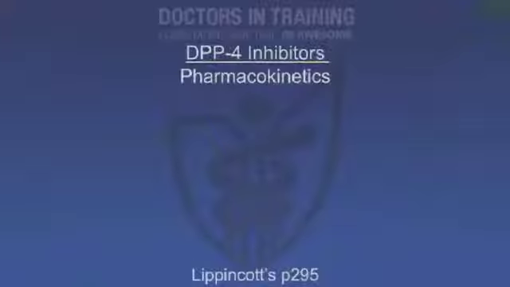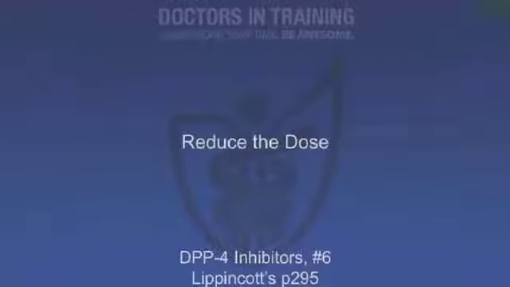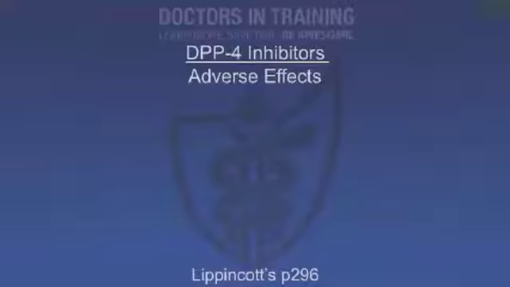Pharmacokinetics, these are oral drugs. They are excreted unchanged in the urine, so renally excreted. And in the patient with renal insufficiency, you have to reduce the dose. This is becoming a common theme. A lot of these medicines are renally excreted, and a lot of them have to be dosed appropriately for patients with renal insufficiency.